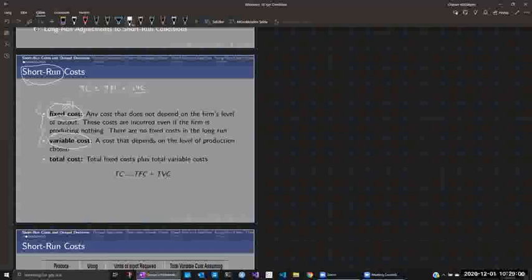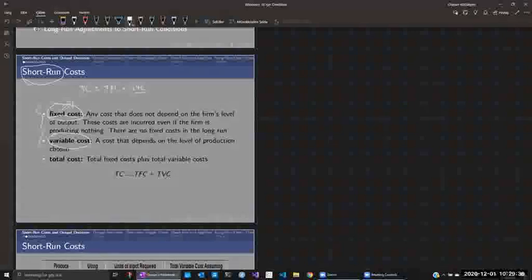For example, the minced meat that you have to use, and also the labor that you might hire, can be considered a variable cost. If you want to produce more hamburgers for a given period of time in the short run, then you can increase the amount of labor that you hire. Maybe you can do overtime work or a longer period of work. So these are all relevant to the level of production that you like.